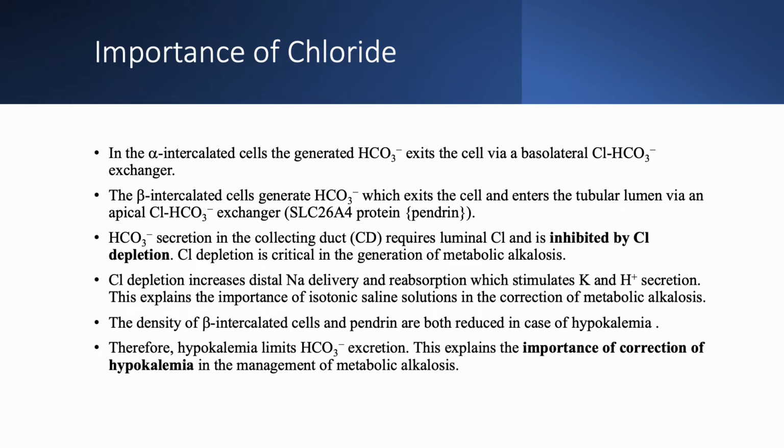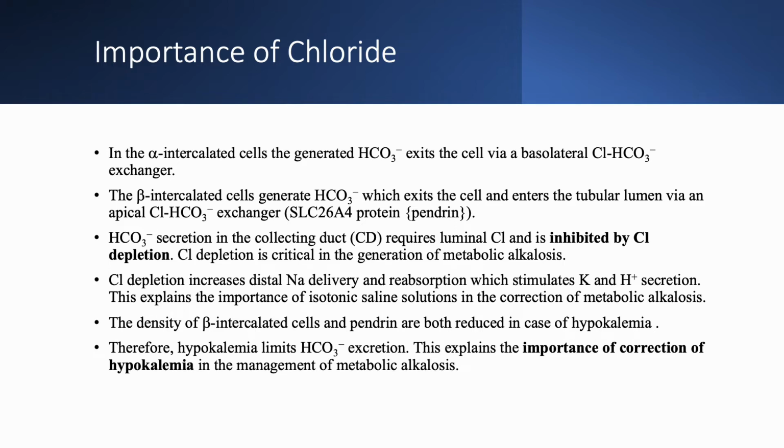Now, the alpha intercalated cells generate bicarbonate. That bicarbonate is going to go into the blood. It's going to exit the cell via the basolateral chloride-bicarbonate exchanger. On the other hand, the beta intercalated cells will generate bicarbonate, but it is going to go, like we said, where? The opposite direction. What is the opposite direction? Into the lumen, into the urine. So it's going to exit the cells, and in its place, chloride is going to go in.